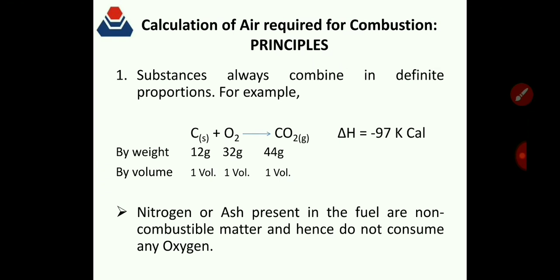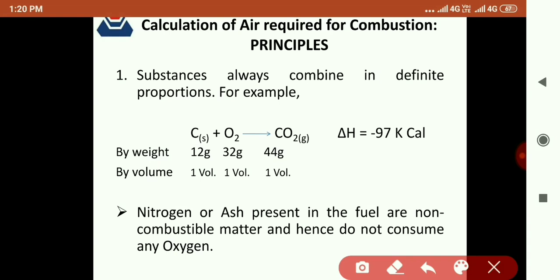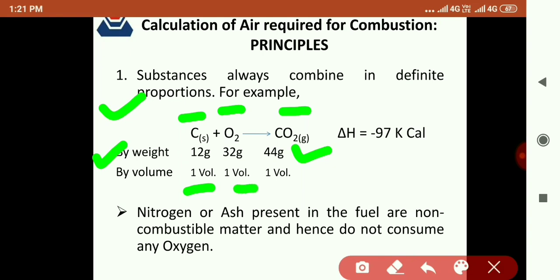Now again, there are certain principles which are to be remembered while solving the problems. What are these principles? Let us understand. So the first principle is that substances always combine in definite proportions. We can consider the example here: carbon plus O2 gives CO2. So by weight, we consider 12 gram of carbon combines with 32 grams of oxygen to give 44 grams of carbon dioxide. Similarly, we can consider the stoichiometry here. So one volume of carbon combines with one volume of oxygen to give one volume of carbon dioxide, right?